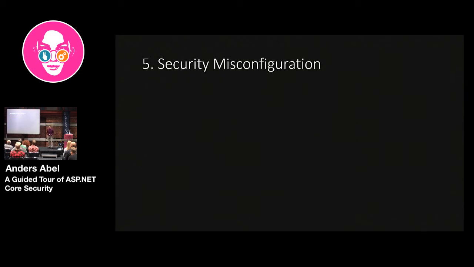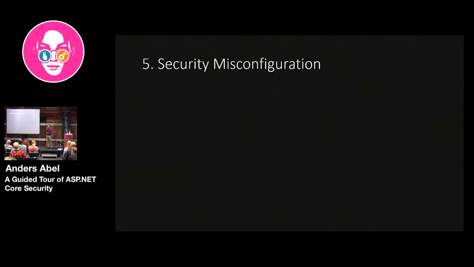Security misconfiguration, number 5 on the OWASP top list. What is that? Well, this means that you might have unnecessary features which are enabled that shouldn't be there. There might be default accounts or passwords, or unsecure default settings.